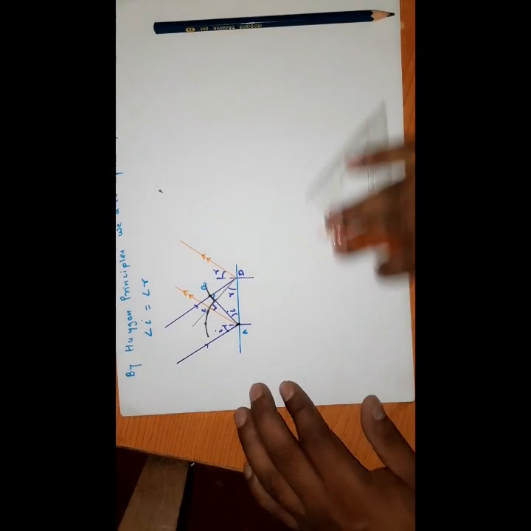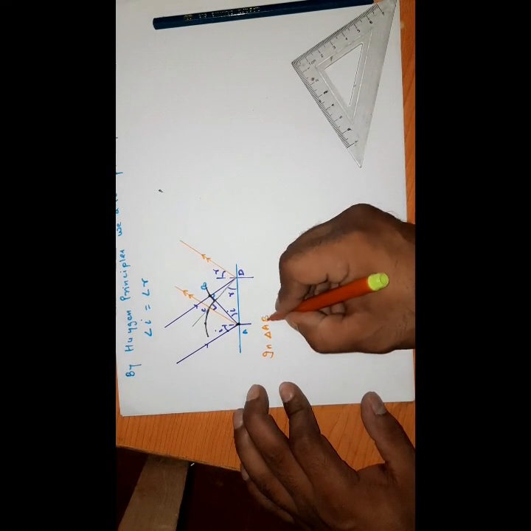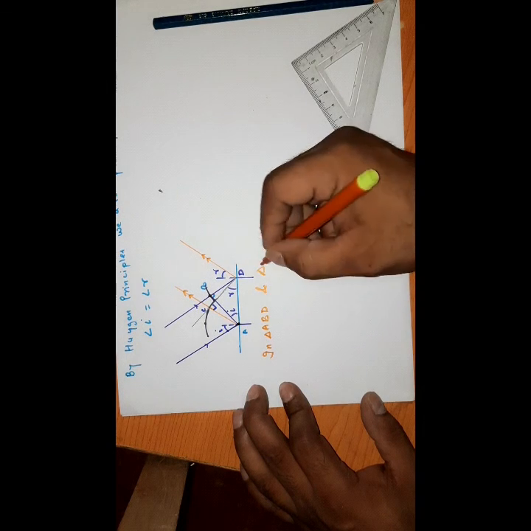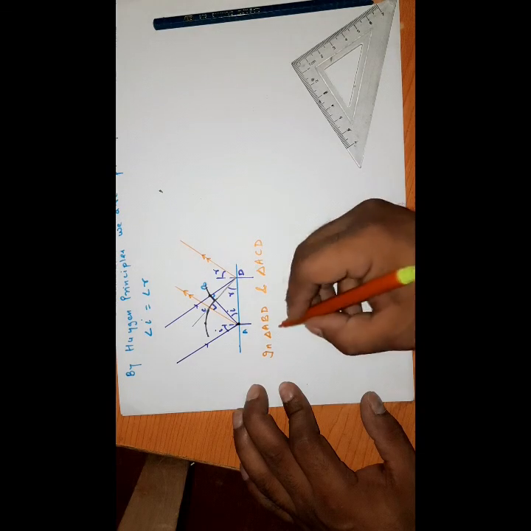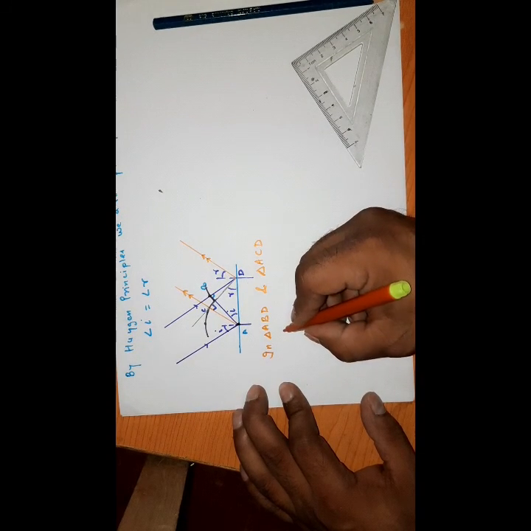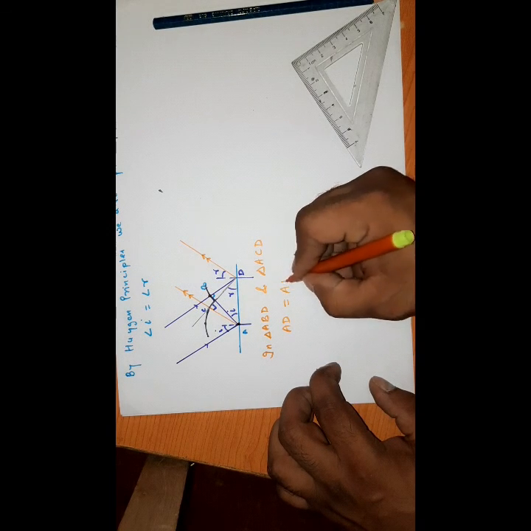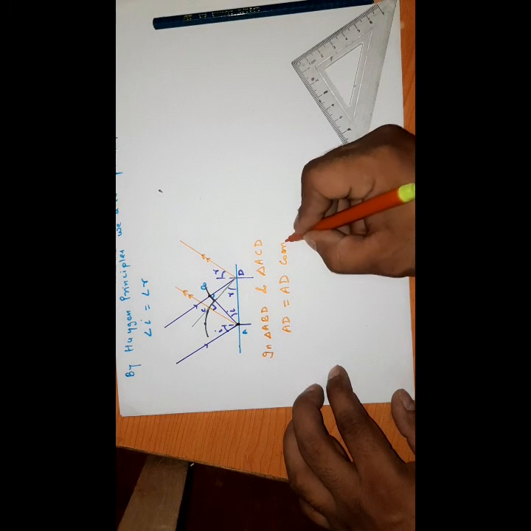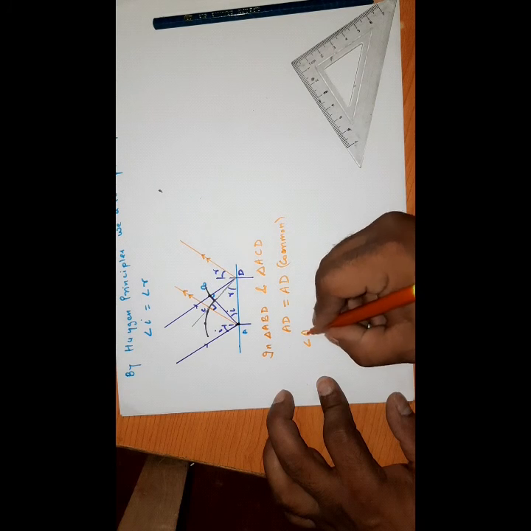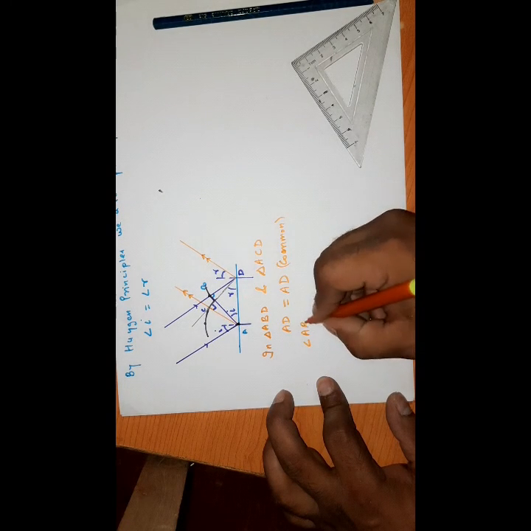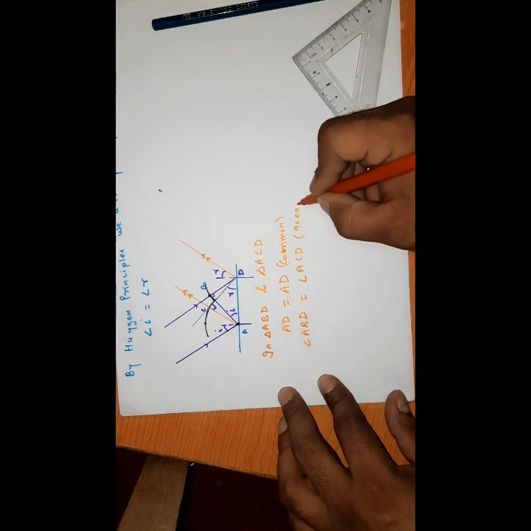For the proof, we will consider two triangles. In triangle ABD and another triangle ACD, we can see that the length AD is equal to AD. It is common in both the triangles. Now we can see that angle ABD is equal to angle ACD, 90 degrees each.